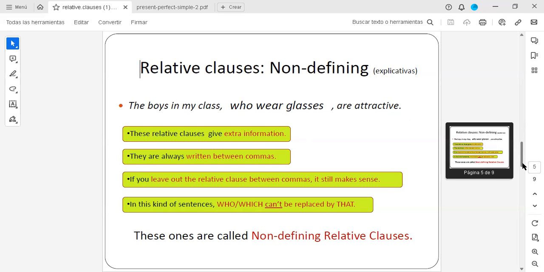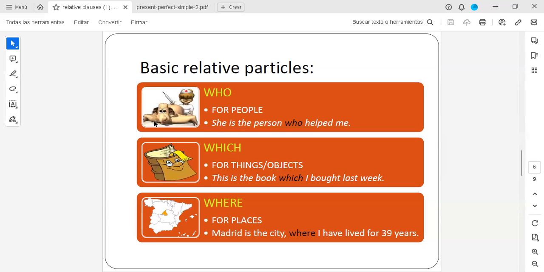Okay, so let's see. Let's check some basic relative particles. Entonces, tenemos ahí la relative clause. En la plataforma solo aparece when. Voy a tratar de darles por lo menos 6 pronouns. Who, which, where, when, I think. Ya vamos a ver los otros.